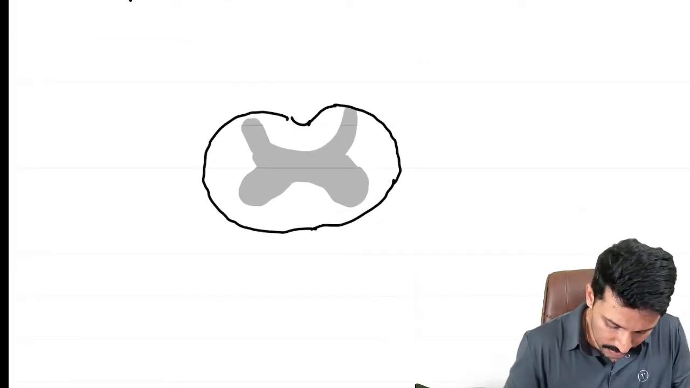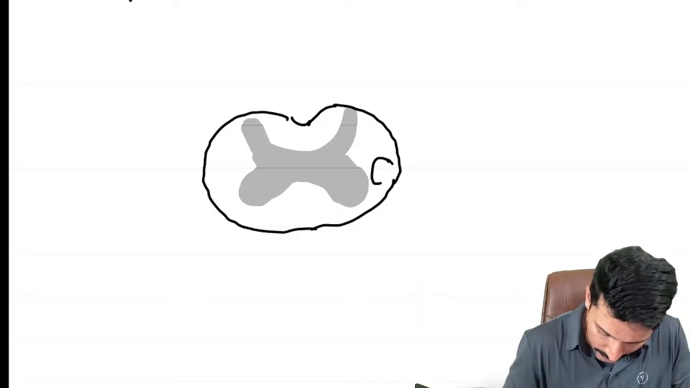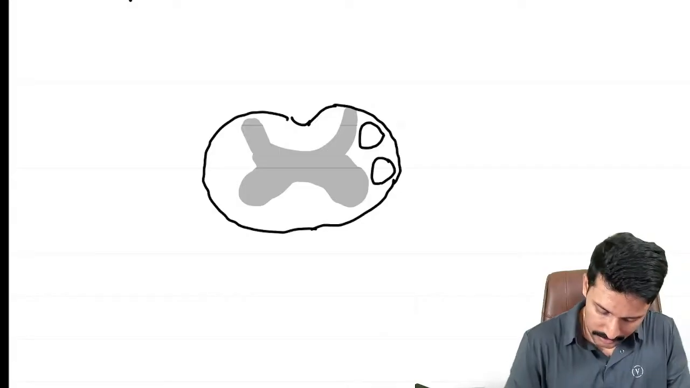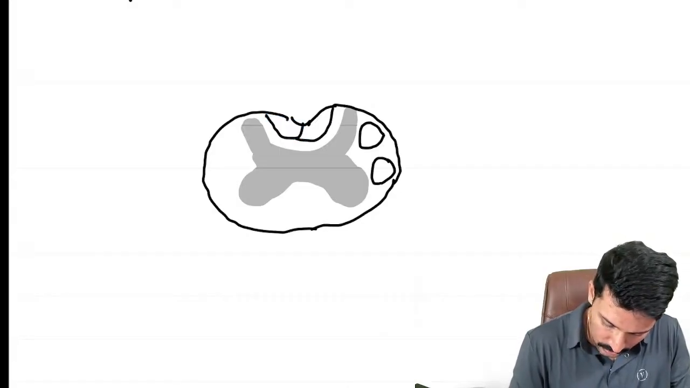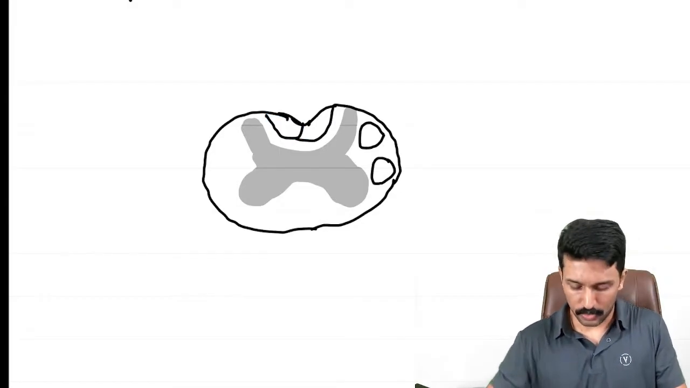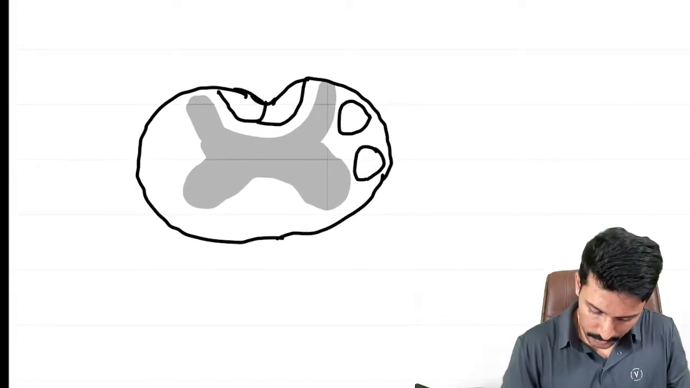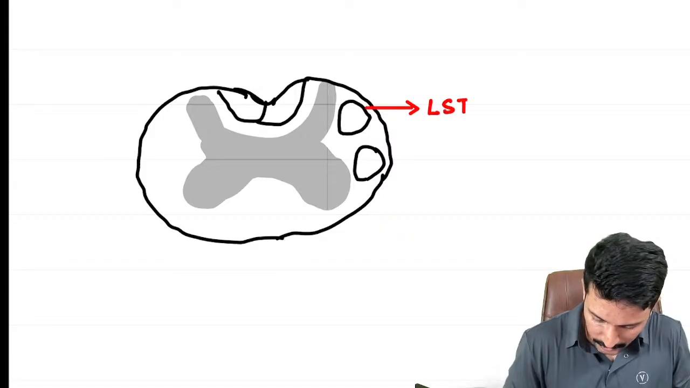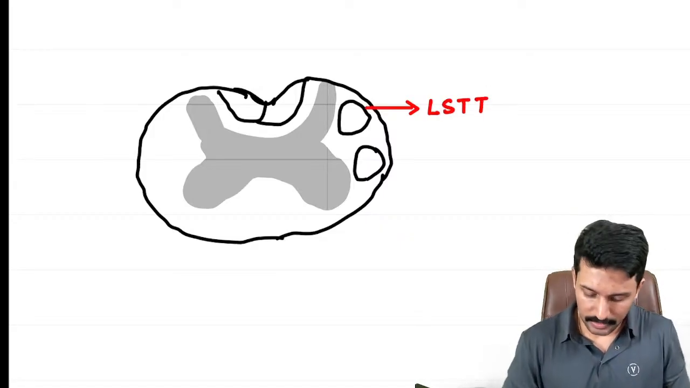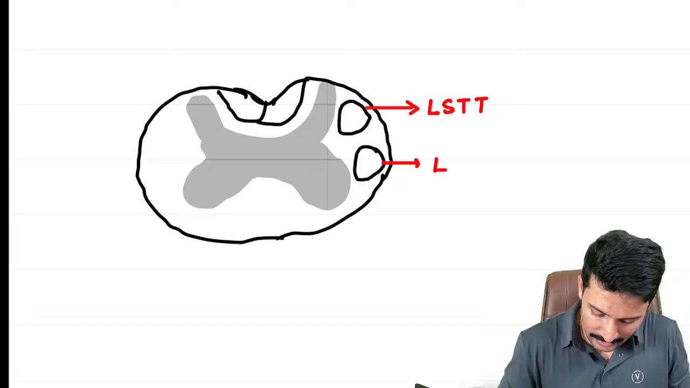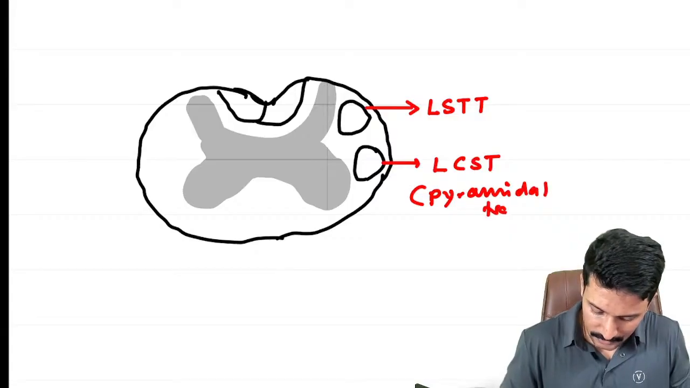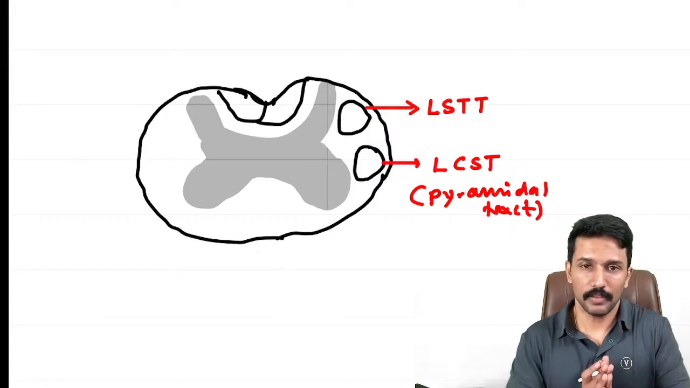Now we have two major tracts here. One we call the pyramidal tract, another the lateral spinothalamic tract, and posteriorly we have the dorsal column. Okay, so let me call this the lateral spinothalamic tract, which is concerned with pain and temperature, and this the lateral corticospinal tract, which is nothing but the pyramidal tract, which is decussated at the lower end of the medulla.